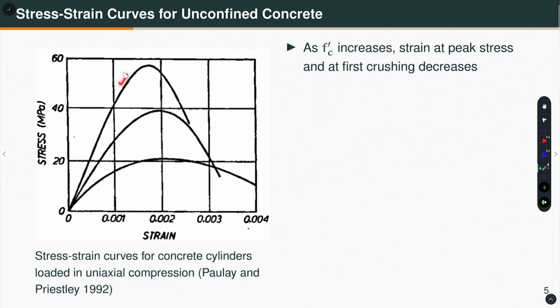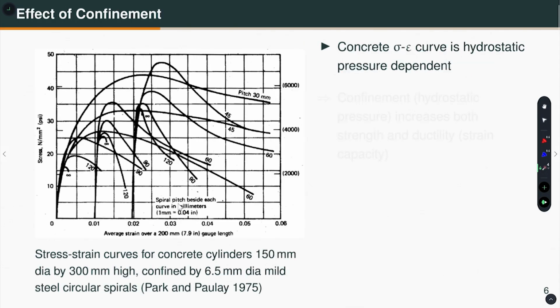What do you see? Well, this strain is reducing, and also we see that the strain at crushing for this lowest grade is here, then it is here, and then it is here. The crushing strain is also reducing as the grade of concrete increases. Okay. That is one observation. Then the concrete stress strain curve is hydrostatic pressure dependent. In other words, it depends on the confining pressure.